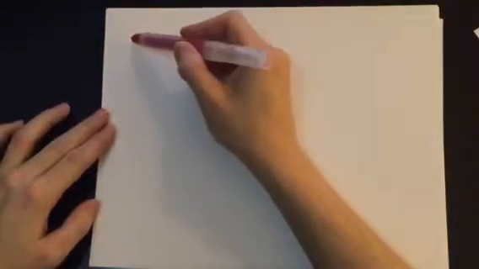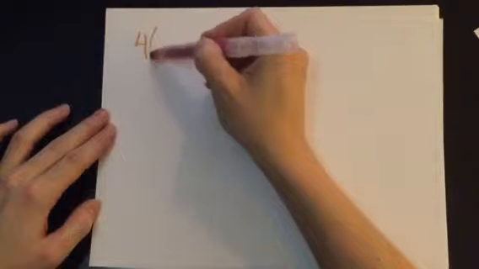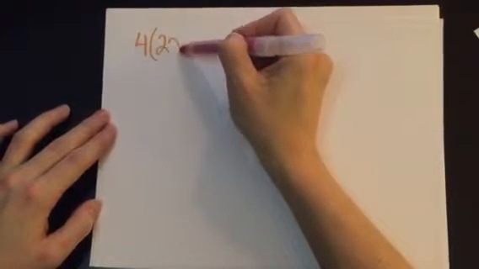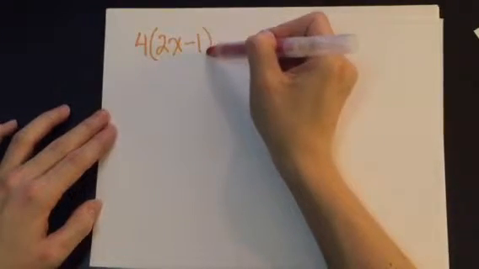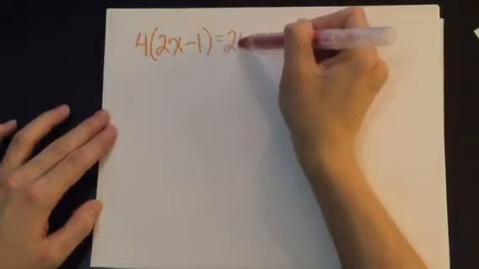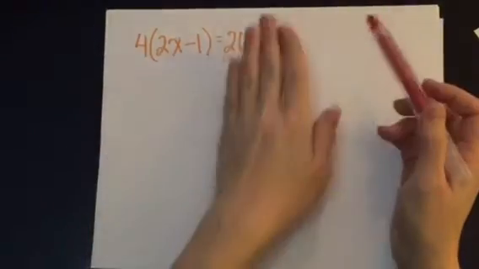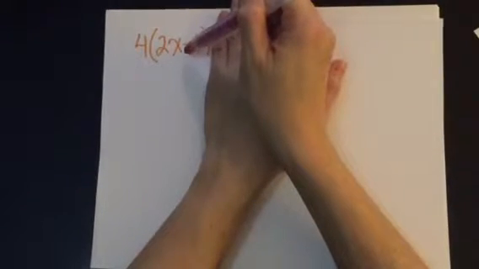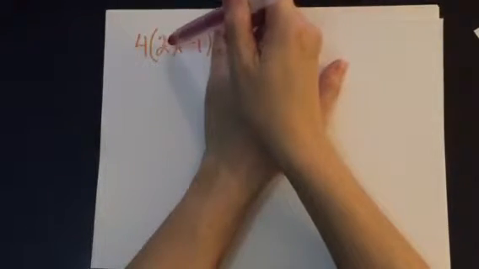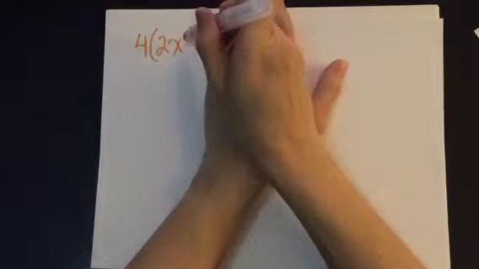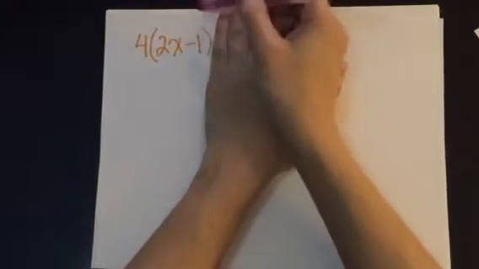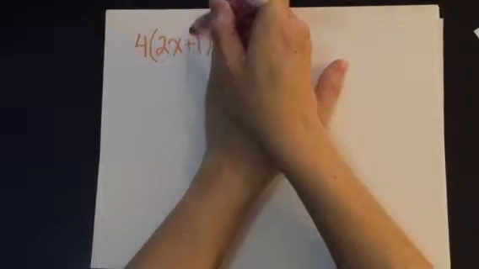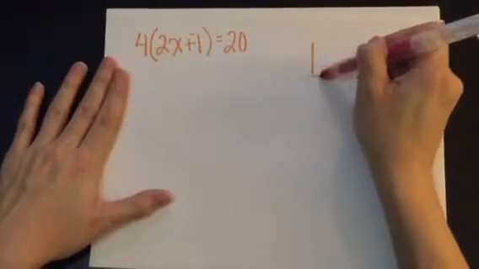Okay, one more type of problem. 4 times. Okay, so you'll recognize this part as our area model. So we've got 4 times 2x minus 1. We should change this subtraction into add the opposite. So add the opposite. And we'll come over here and do a little area model.